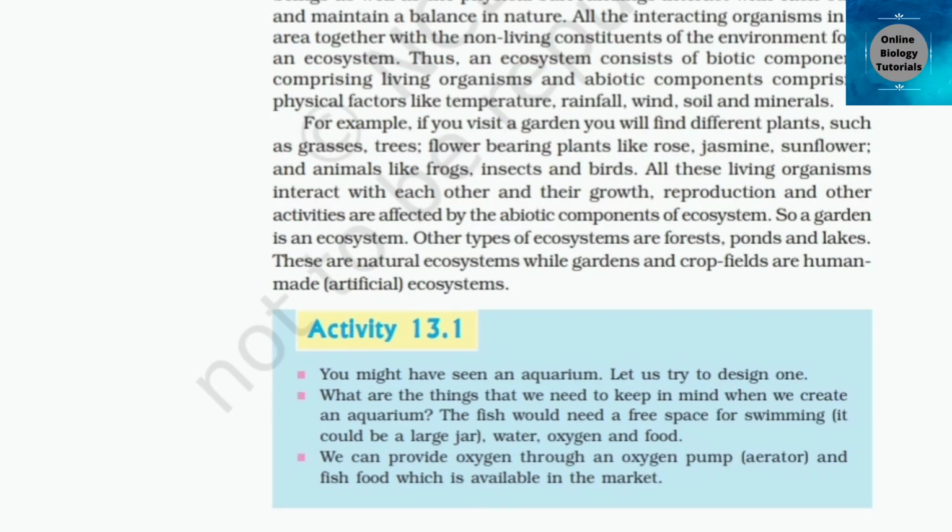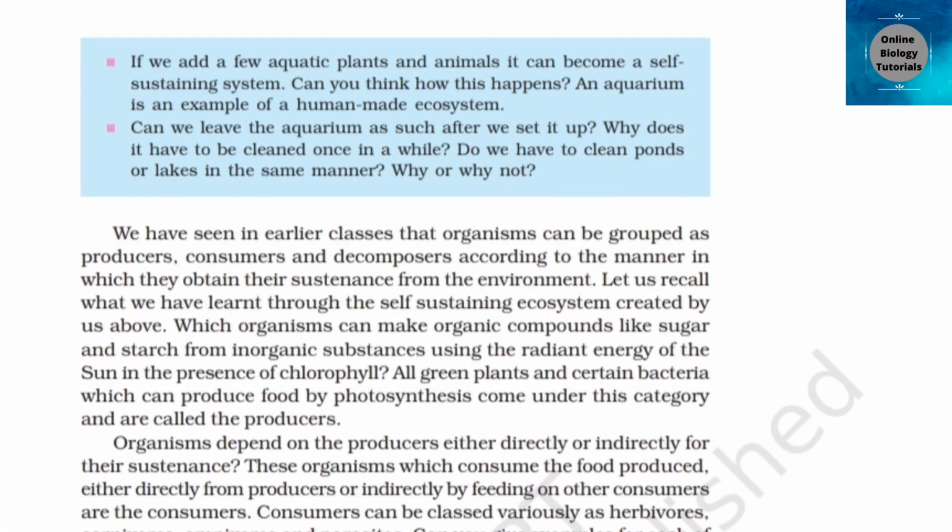Activity 13.1. You might have seen an aquarium. Let us try to design one. What are the things that we need to keep in mind when we create an aquarium? The fish would need a free space for swimming. It could be a large jar, water, oxygen, and food. We can provide oxygen through an oxygen pump, aerator, and fish food which is available in the market. If we add a few aquatic plants and animals, it can become a self-sustaining system. Can you think how this happens?